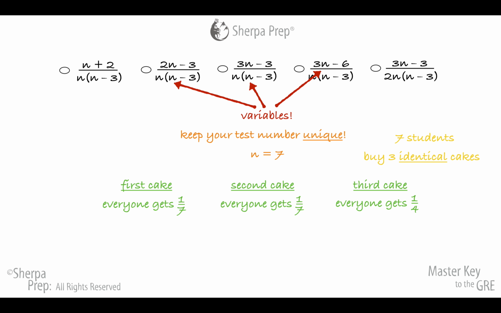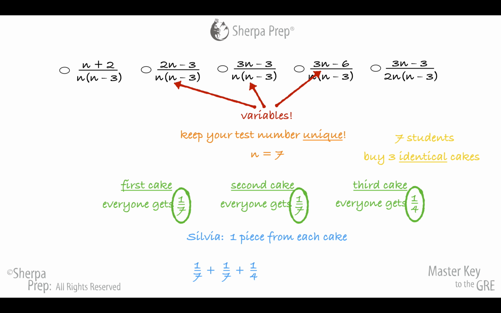So in the case of Sylvia, whom we're told gets 1 piece from each of the 3 cakes, we know she's going to get 1/7 of the first cake, 1/7 of the second cake, and finally 1/4 of the third cake. That's what she gets. In other words, if we want to figure out how much of a cake Sylvia ate, we need to add her 1/7 plus her 1/7 plus her 1/4.